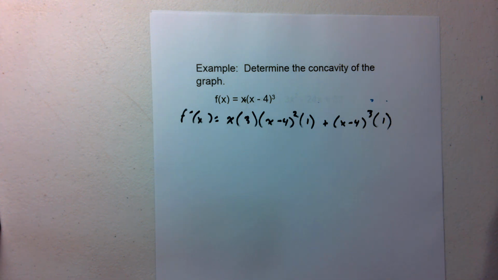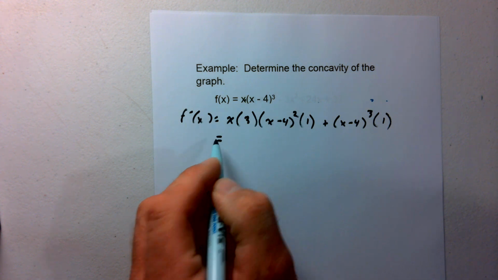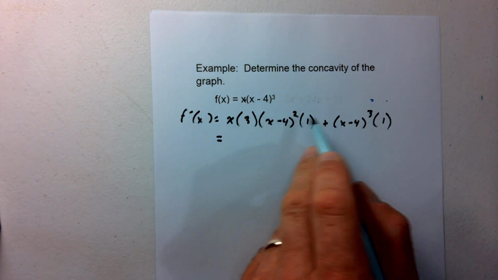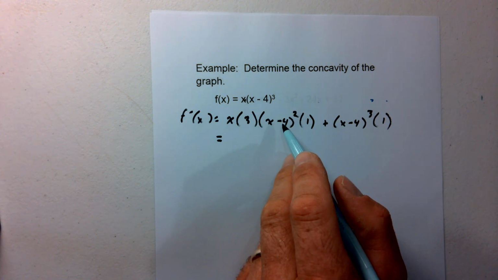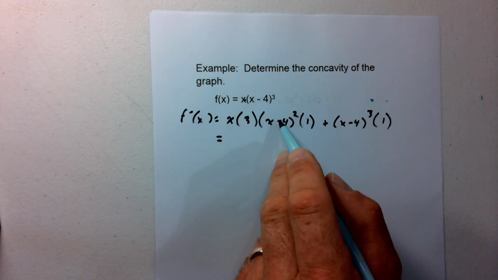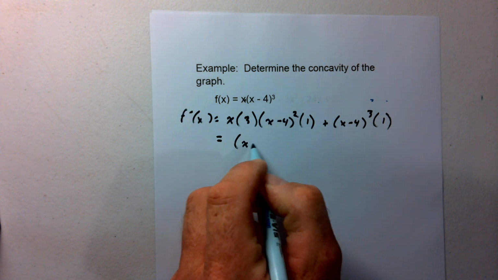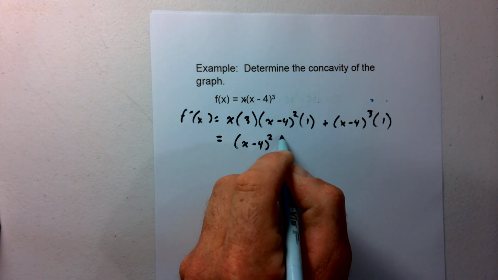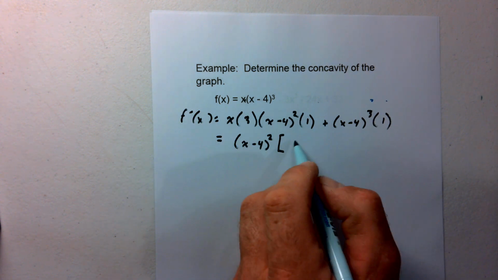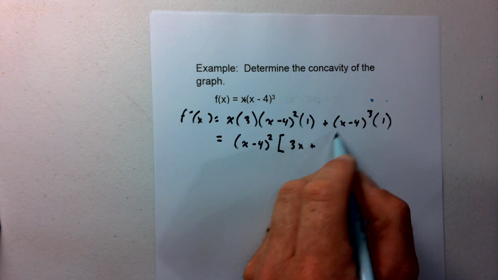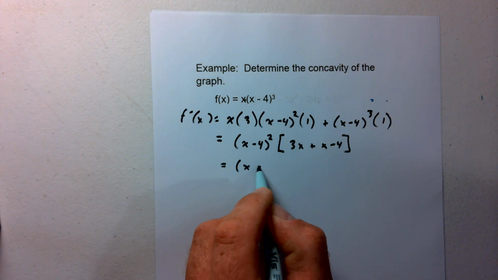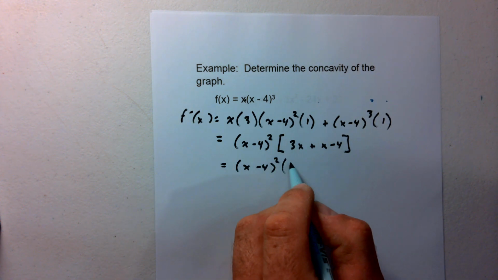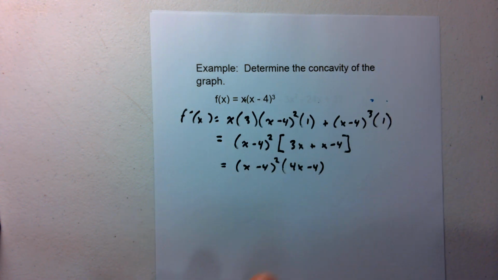There are a couple of ways you can go about doing this, and it's up to you. What I normally like to do is simplify by factoring out any common factors. It makes our life a little easier. So we have x minus 4 squared in both terms that we can factor out. That's going to leave us with 3x on the left side and an x minus 4 from the right side. So that's going to give us x minus 4 squared times 4x minus 4.